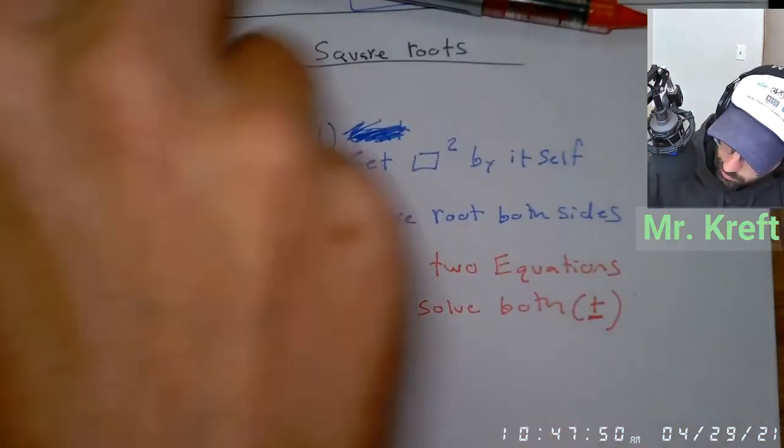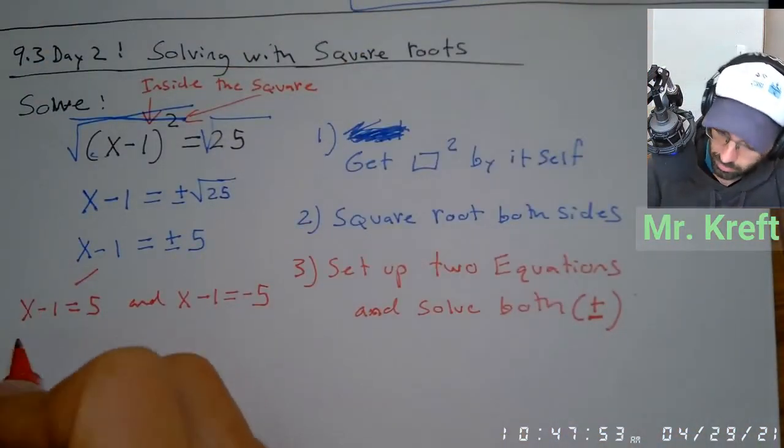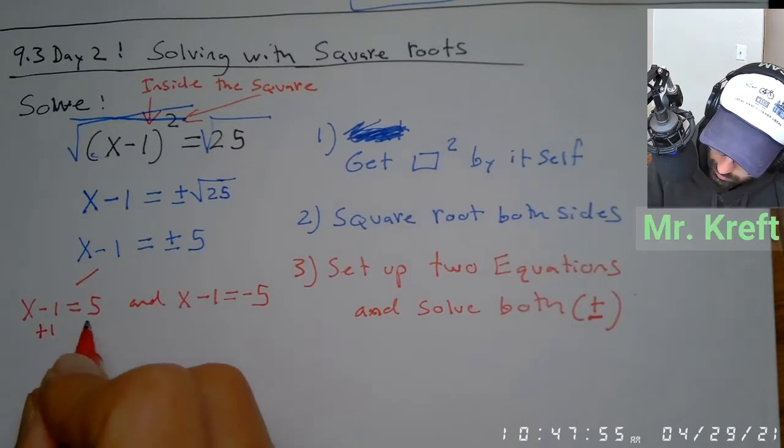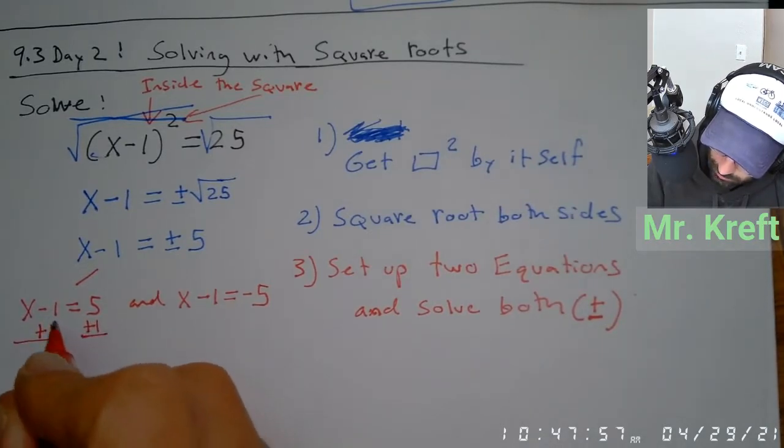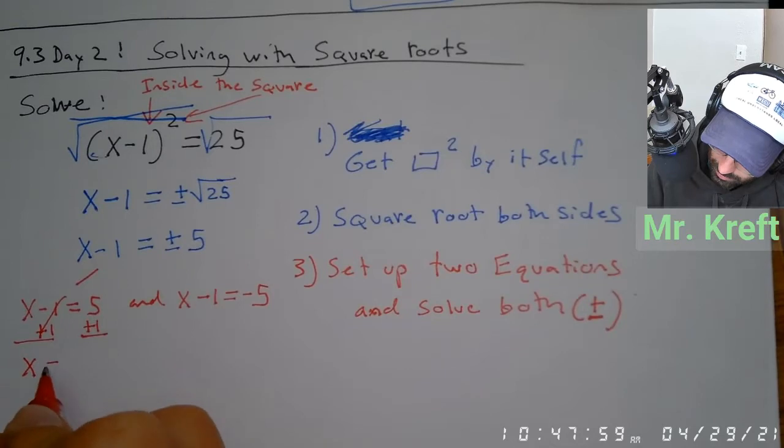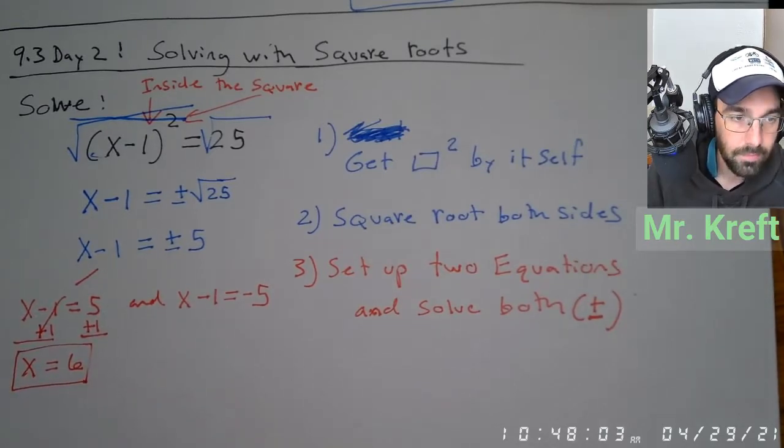So all we're going to do is we're going to solve these. So it's x minus 1 on both of these. So I'm going to add 1 to get rid of the minus 1. And I get x equals 5 plus 1 is 6. So there's one of my answers.